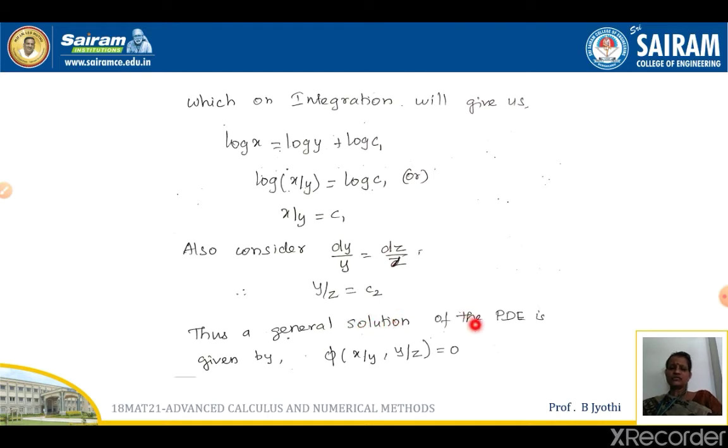Thus the general solution of the PDE is given by, previously we got x by y and now we got y by z. So the combination, that is phi of x by y comma y by z, is equal to 0. This is the solution of the equation.